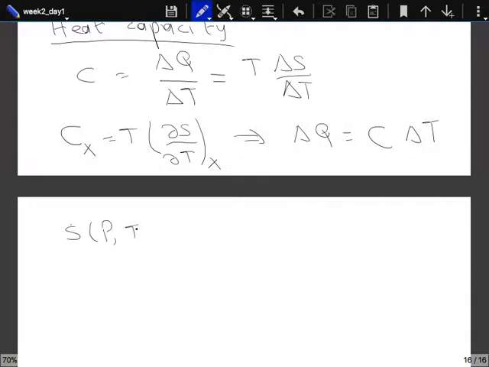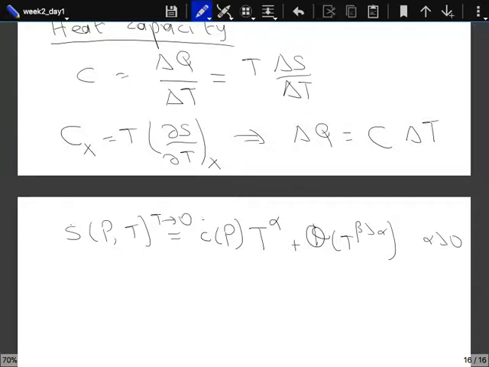The third law tells me that entropy as a function of pressure and temperature should be some coefficient that depends on pressure only, times the temperature raised to some power alpha, plus terms of the order of T to the beta, which is larger than alpha. As temperature goes to zero, the entropy should go to zero. So the entropy should have such a dependence: some positive power of T, let me just call this D, multiplied by some function that depends on pressure. Just imagine you are making a kind of Taylor expansion, or some other expansion in temperature. This is the first term.